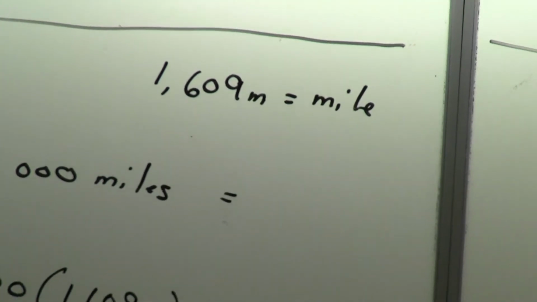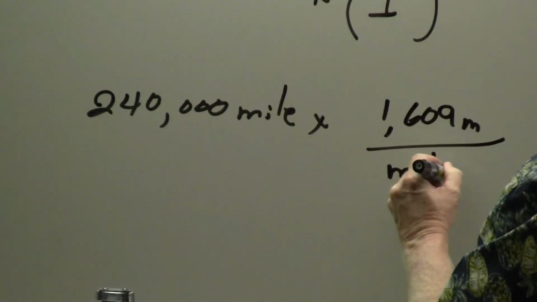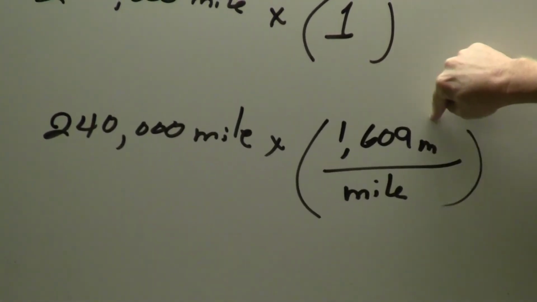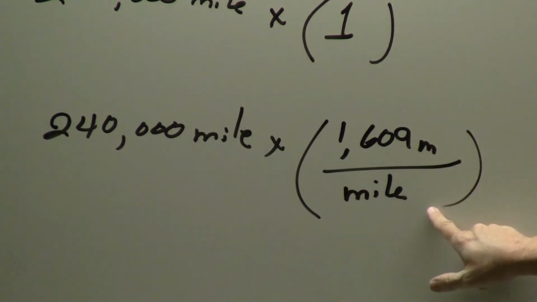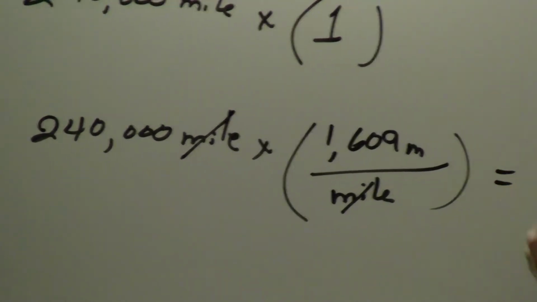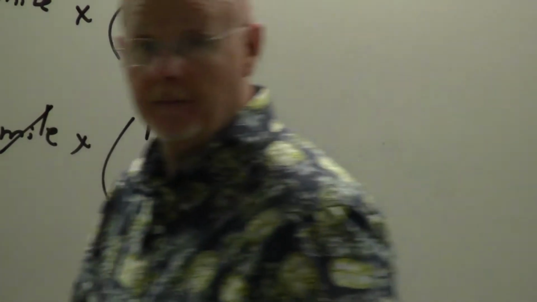And so that means 1,609 meters over 1 mile is 1, right? 1,609 meters is the same as 1 mile. And then, of course, miles cancel off, and you're back with the same thing.